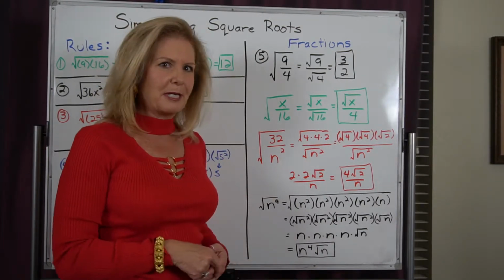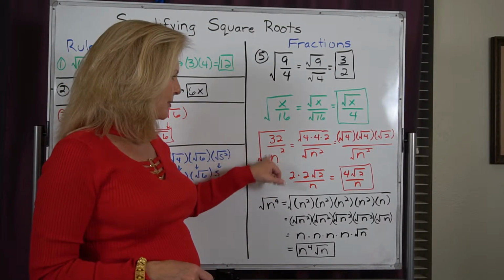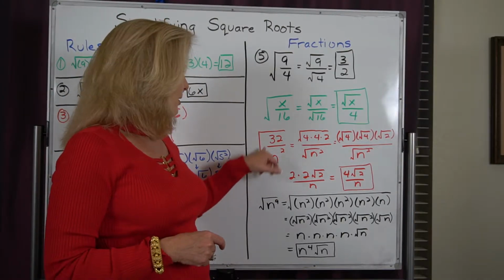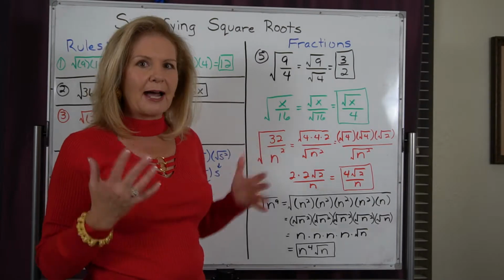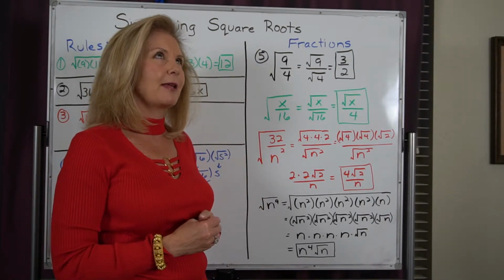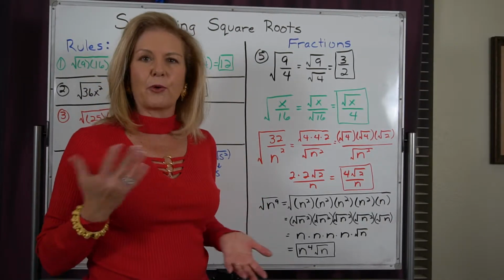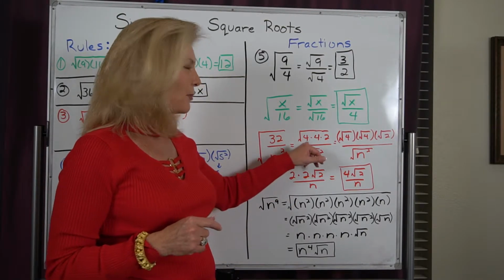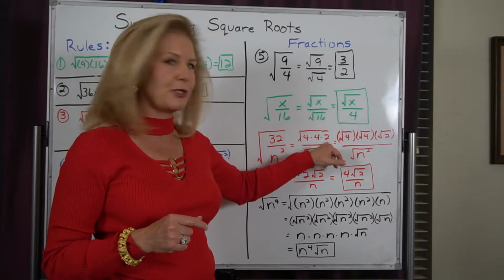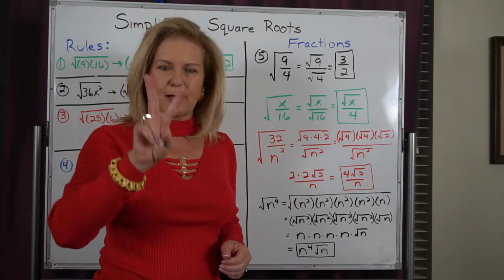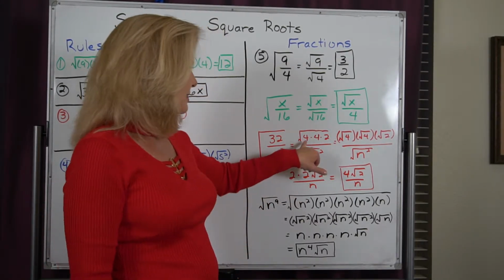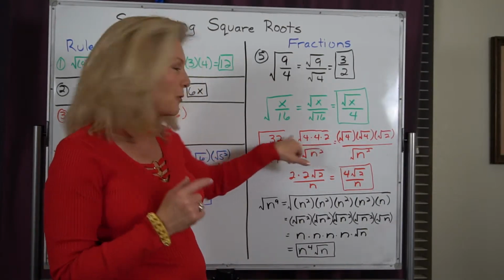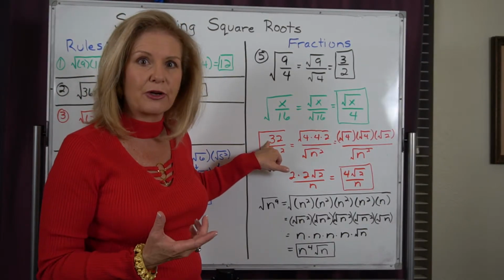All right, let's go a little bit harder. 32 divided by n squared, and I want to take the square root. Well, 32, I've got to go back and think, how can I break that down? And I know that 4 times 8 is 32. And I know that I can break 8 down to 4 times 2. Now notice I broke the numbers down twice. So whatever you get under here, that has to go back and equal that 32.